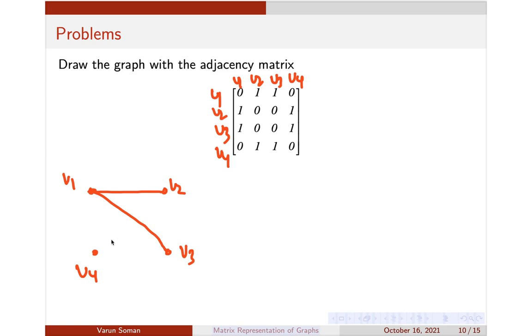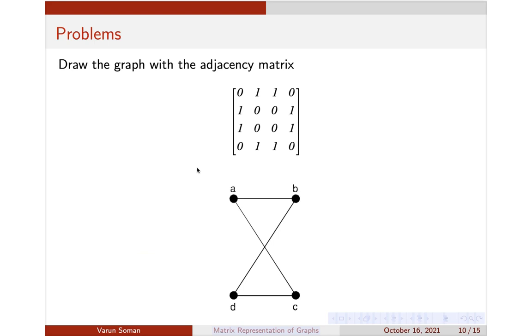V2 and V1 are adjacent, which we have already done. V2 and V2 is not adjacent, V2 and V3 is not adjacent, V2 and V4 is adjacent. Similarly V3 and V1 are adjacent, V3 is then adjacent to V4. Again V4 is adjacent to V2, already done. V4 is adjacent to V3, nothing else. So this is your corresponding graph. I hope it is clear.